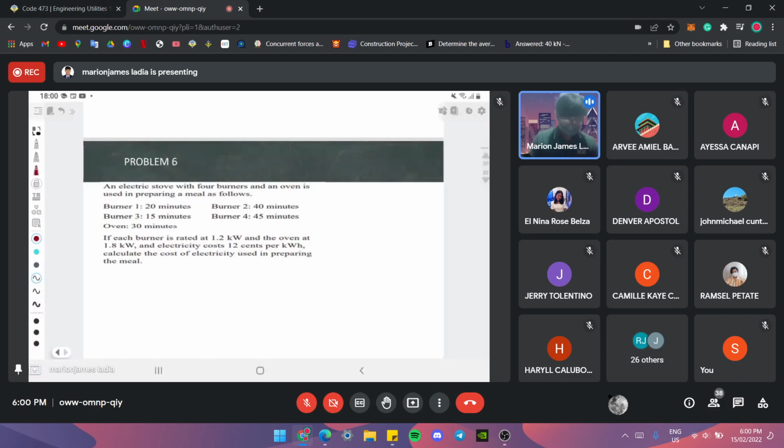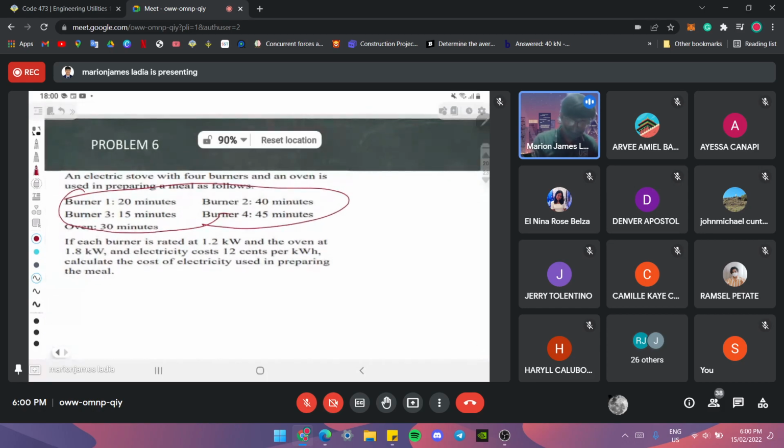No? So, 6, parehas lang naman yan, no? Ang gagawin mo lang dito is kunin mo lahat ng time ng burner. I-add mo lahat yan, tapos i-multiply mo siya sa rating nito, which is equal to 1.2 kilowatt. And then after nun, kunin mo yung oven, i-multiply mo sa rating nito, and then i-add mo yung dalawang yon. After nun, makukuha mo yung total energy, and then i-multiply mo yung ating 12 cents per kilowatt hour. Okay? So yan, baka tignan nyo yan, baka lumabas sa exam yan, no?